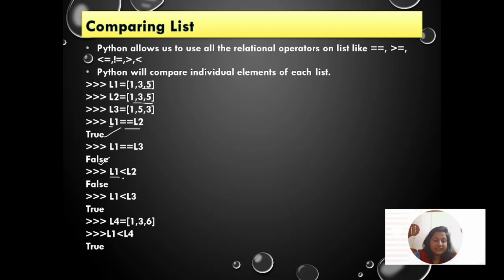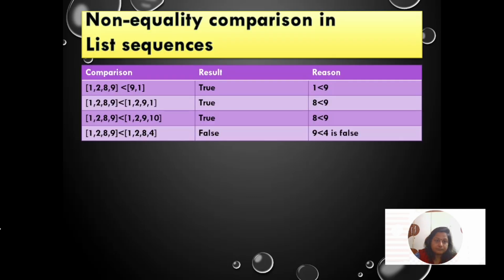Okay. And is L1 less than L2? No, because both are equal, right? Now I give the value L4 equal to 1, 3, 6. Now L1 is less than L4. It gives the answer as true. Let's see why. L1 is 1, 3 and 5. Again, the first two elements, 1 and 3, are common, so they are equal. What is the third element? Here the L1 value is 5, here the L4 value is 6. So obviously 5 is less than 6. That's why the answer is true. Is it clear how the comparison is happening?